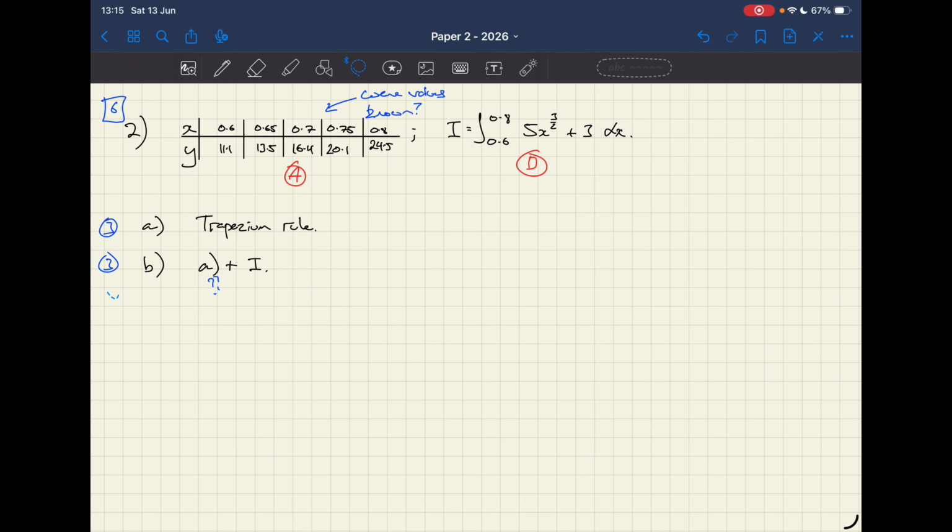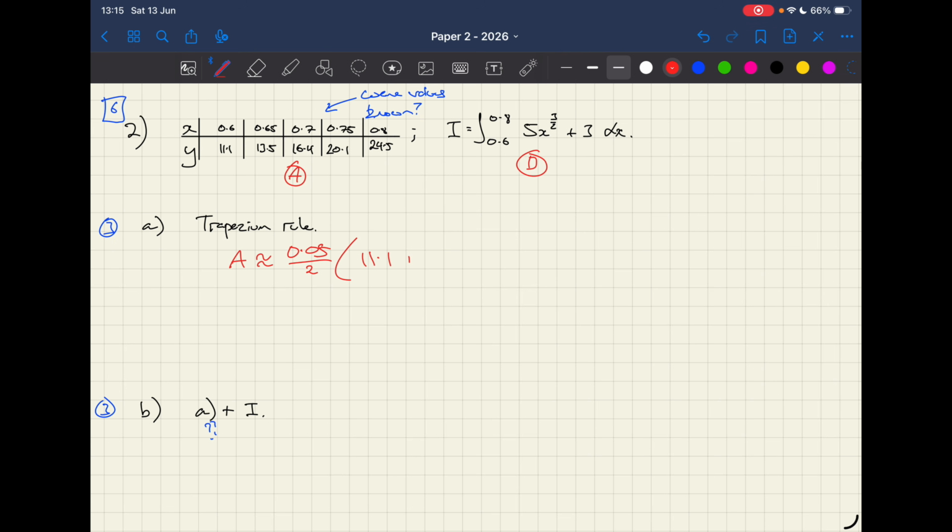Trapezium rule then, when we look at it, we get the definition from somewhere else, yeah? Given to you in the course throughout the year. So what do we want to do? We're going to find the approximation. And how are we going to do that? We want h over 2, so a half of this gap. So what is that gap? 0.05, and over 2 for that bit. Inside the brackets then, we're going to have the first value, 11.1, plus the last value, 24.5, plus 2 times all the values in between, 13.5 plus 16.4, plus the 20.1.